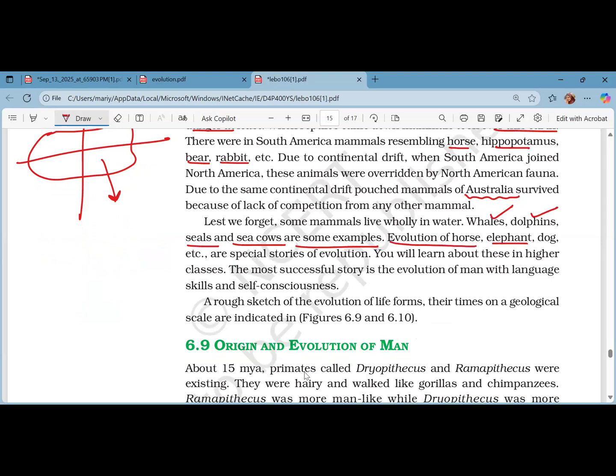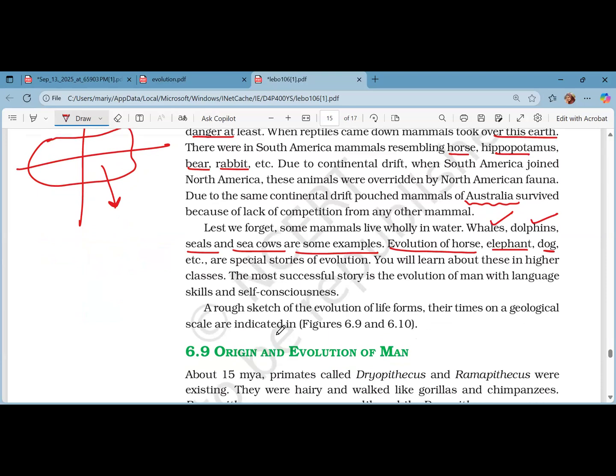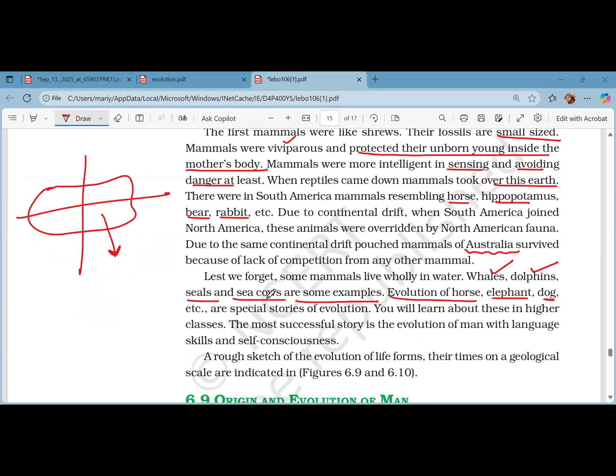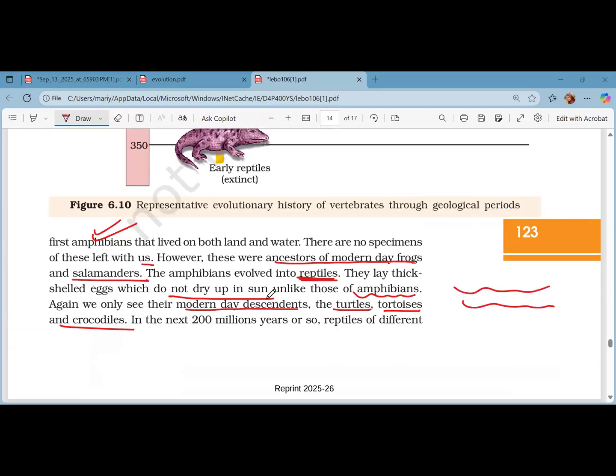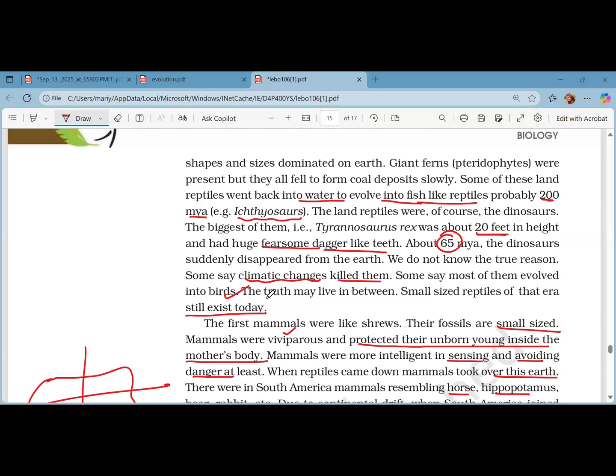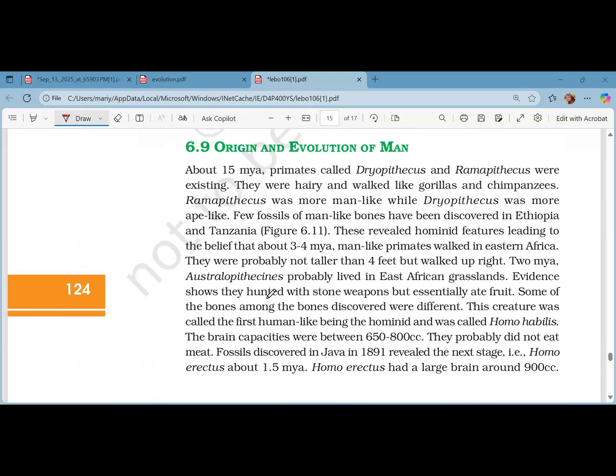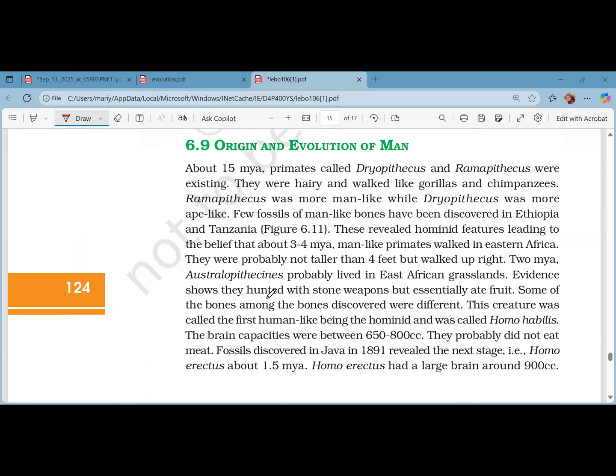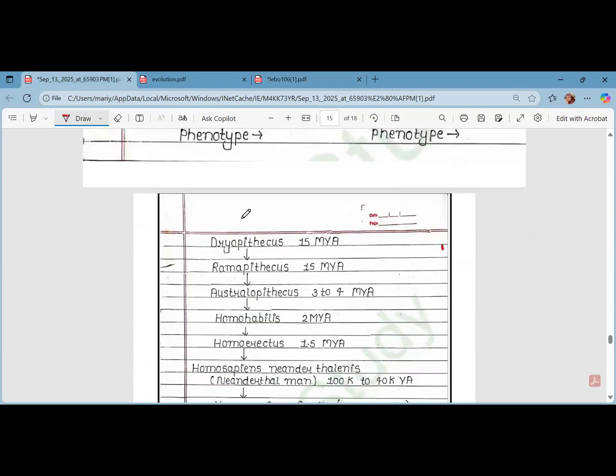Evolution of horse, elephant, dog. These are special theories or stories of evolution. This much is clear, how from the cellular form of life up until the aquatic mammals and the land mammals, all the kinds of evolution are clear, students? Yes, ma'am. Any doubts? No, ma'am. Okay.